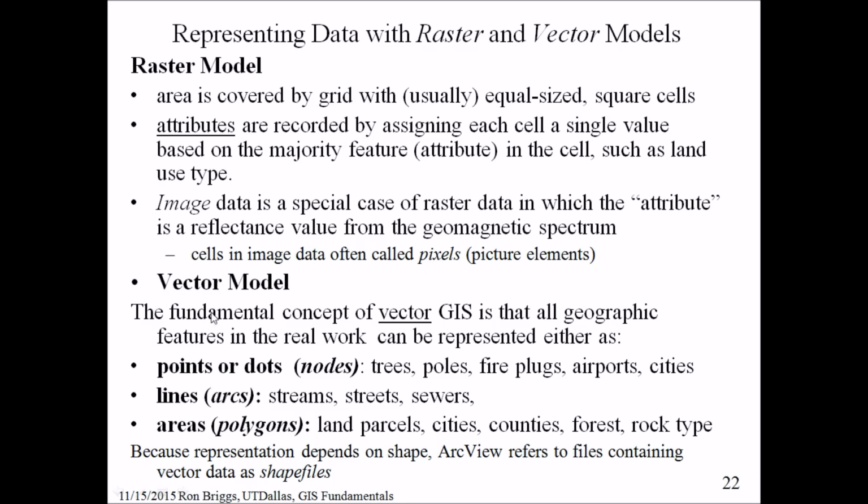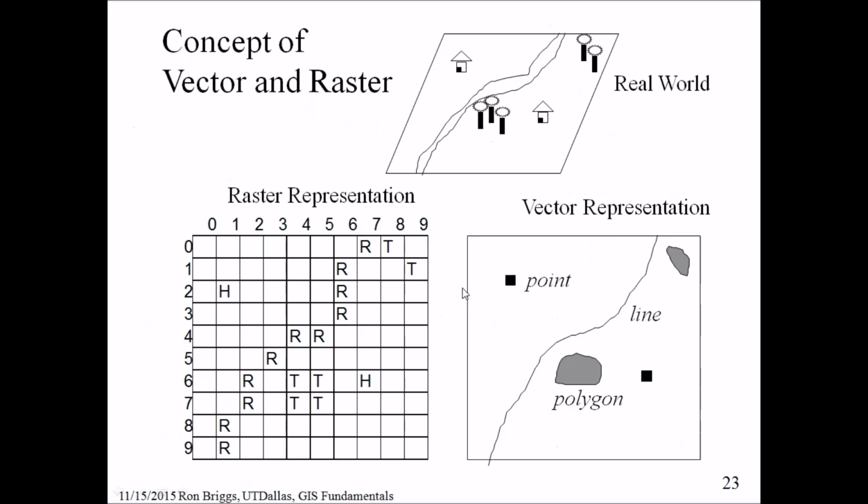Vector data, the fundamental concept of vector GIS is that all geographic features in the real world can be represented either in the form of points, lines, or polygons, or areas. You name any feature on this globe, you can always represent it in these three geometries. Because representation depends on shape, ArcView refers to files containing vector data as shapefiles. We are specifically talking about ArcView or ArcGIS because this is the famous proprietary software which is available.